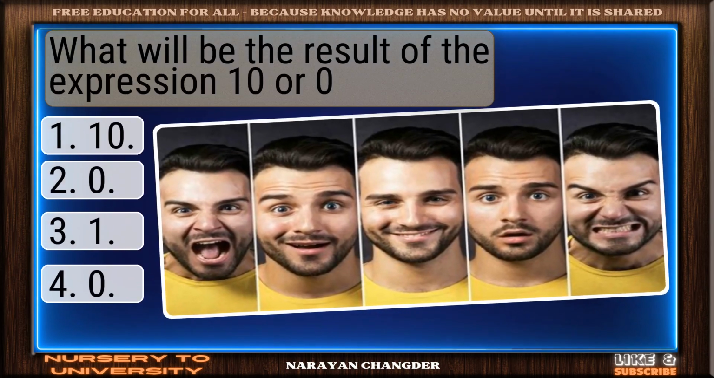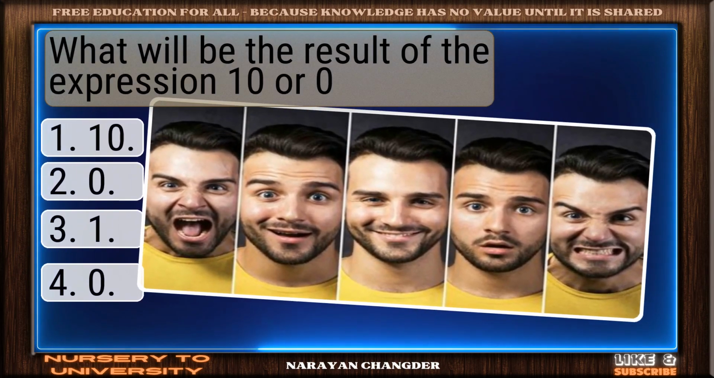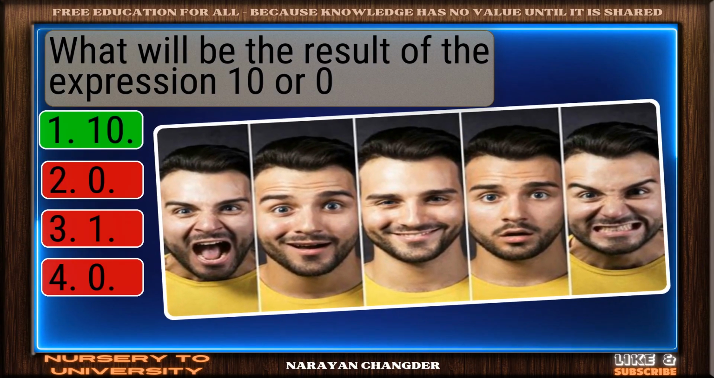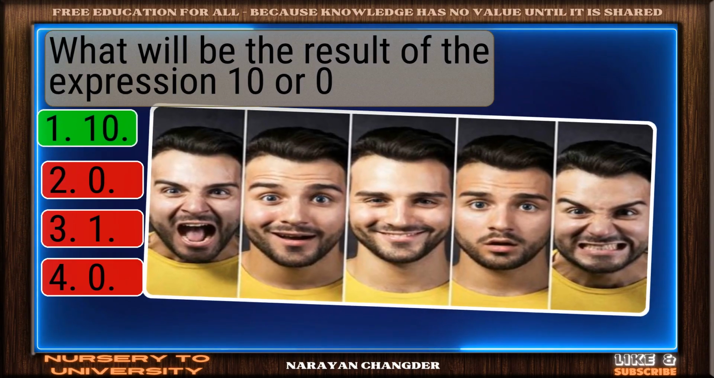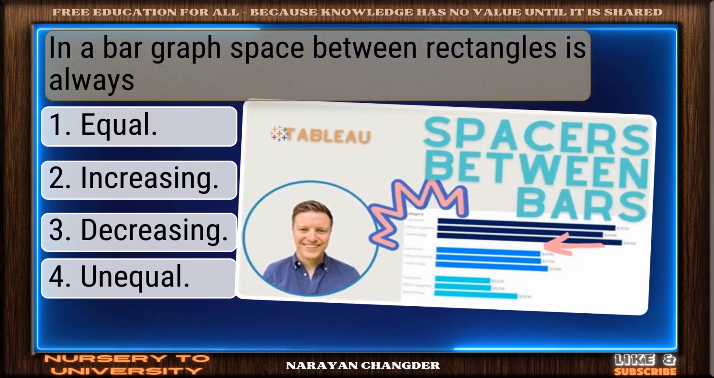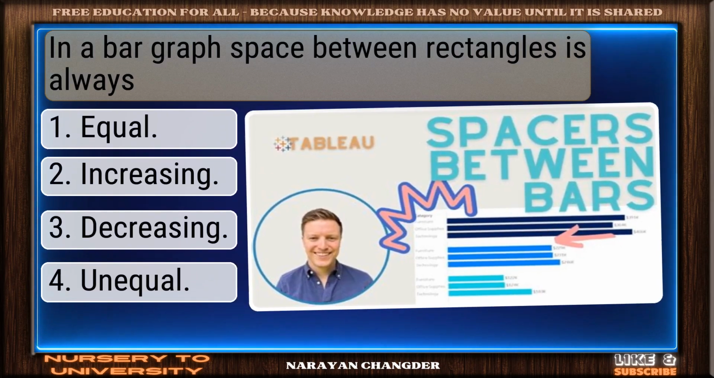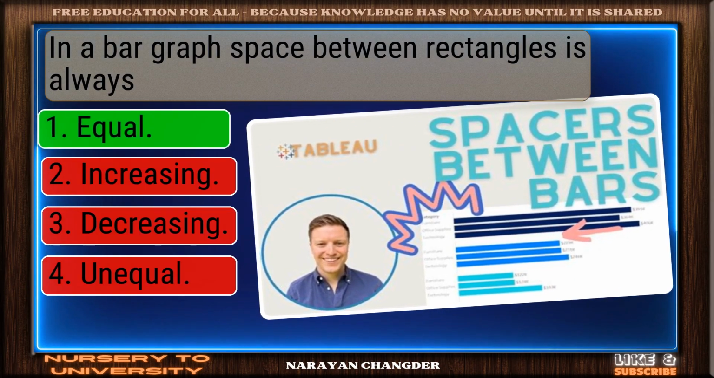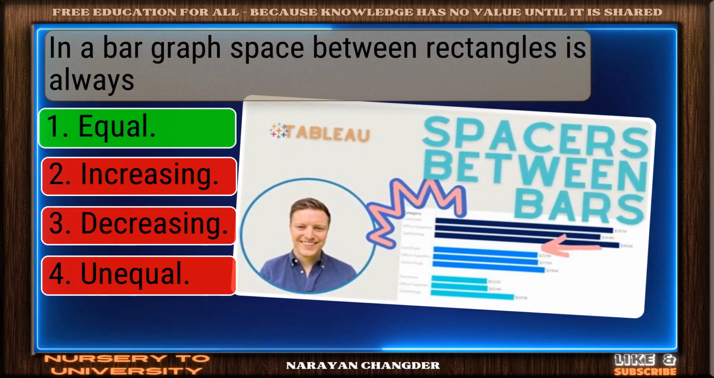Question number 183. What will be the result of the expression 10 or 0? Well picked. 10 is the correct answer. Question number 184. In a bar graph, space between rectangles is always... Good job. Your answer equal works well here.